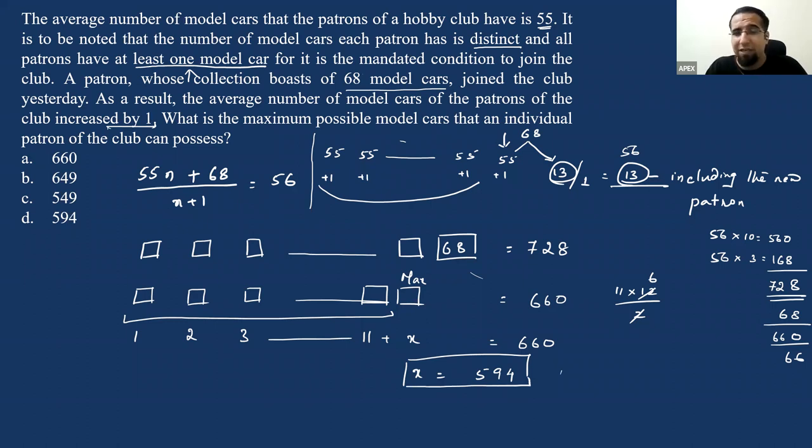So not a difficult question, guys. It is completely based on maxima and minima of averages. So we should have definitely converted this, because not a very difficult question at all. And the answer should be 594, right? So let's look at the next question here.